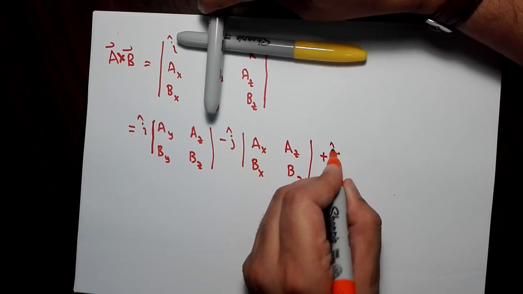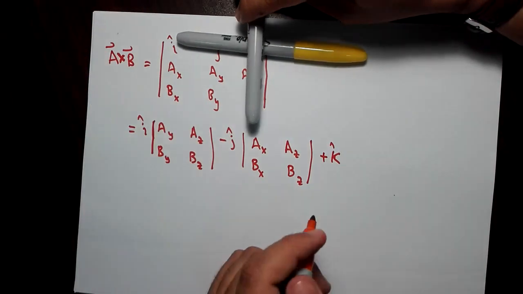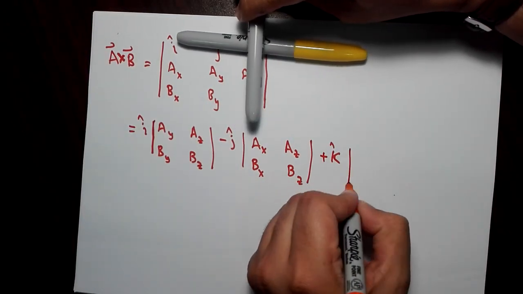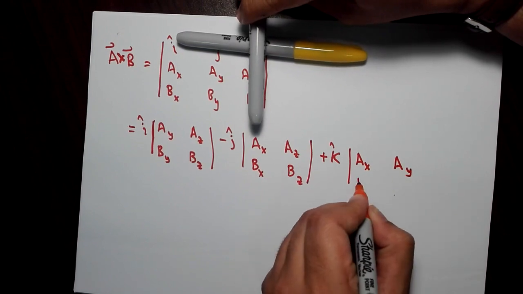And then k hat will be this. You're covering this column and this one. So you get Ax, Ay, and then Bx, By.